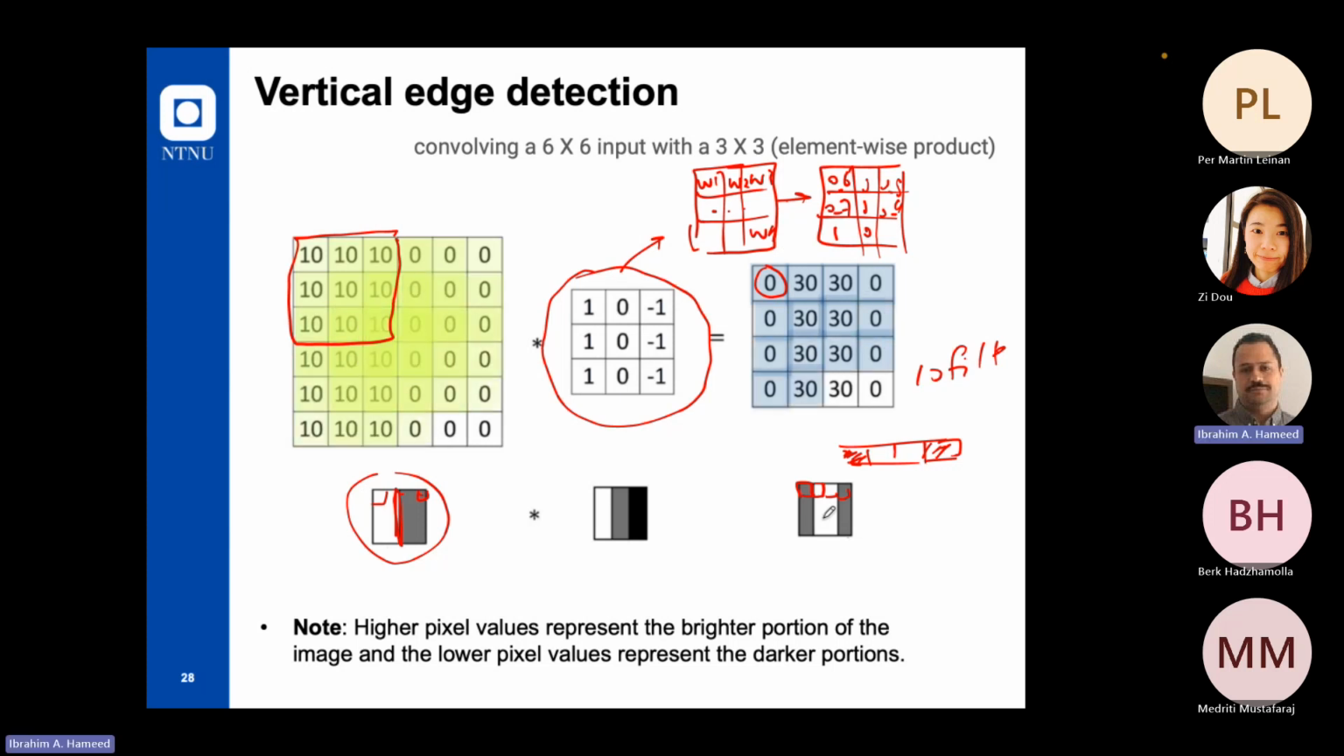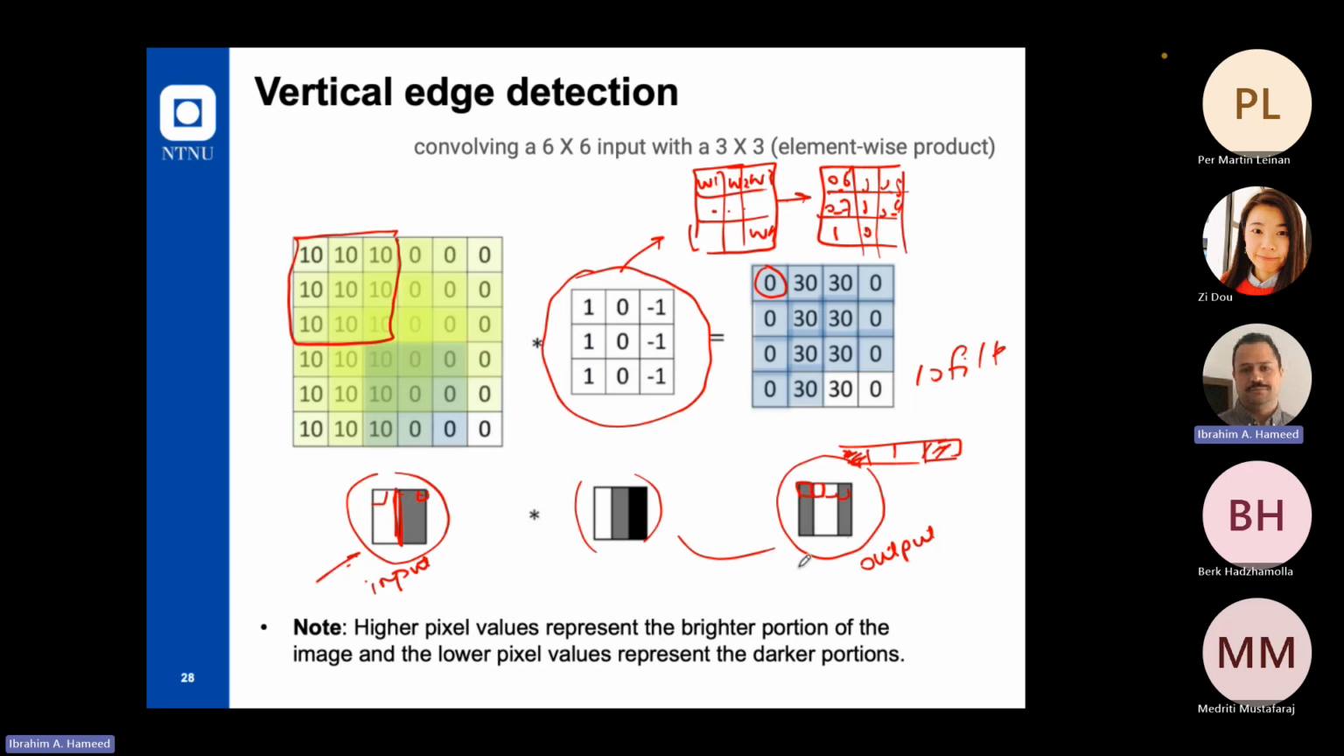So at the end, we will get this one. This one is the input image, and we will convolve it against this filter, and we will get this one as the output feature map. So now we will be able to detect those vertical edges, right? Because at each vertical edge, we will have a white line.